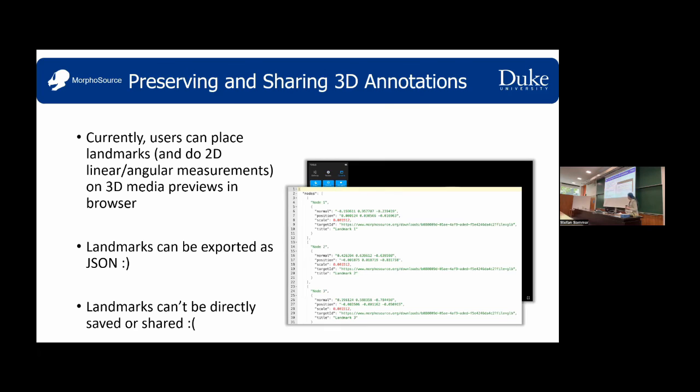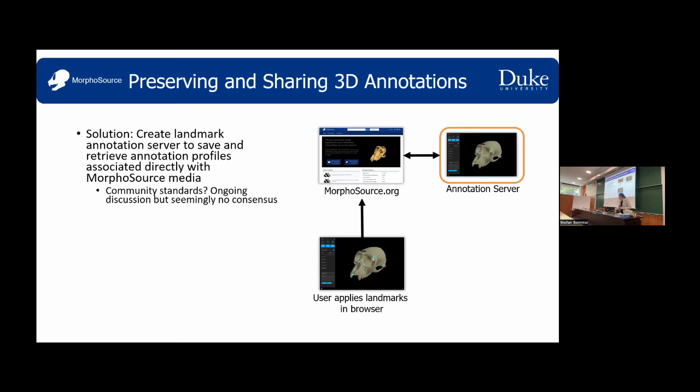But the one problem with it is you can't directly save or share those landmarks. You can put them in the browser, but you can't save them right now. And so I think the obvious solution to that is we want to build a landmark annotation server that stores profiles of landmarks that are associated with MorphoSource media.